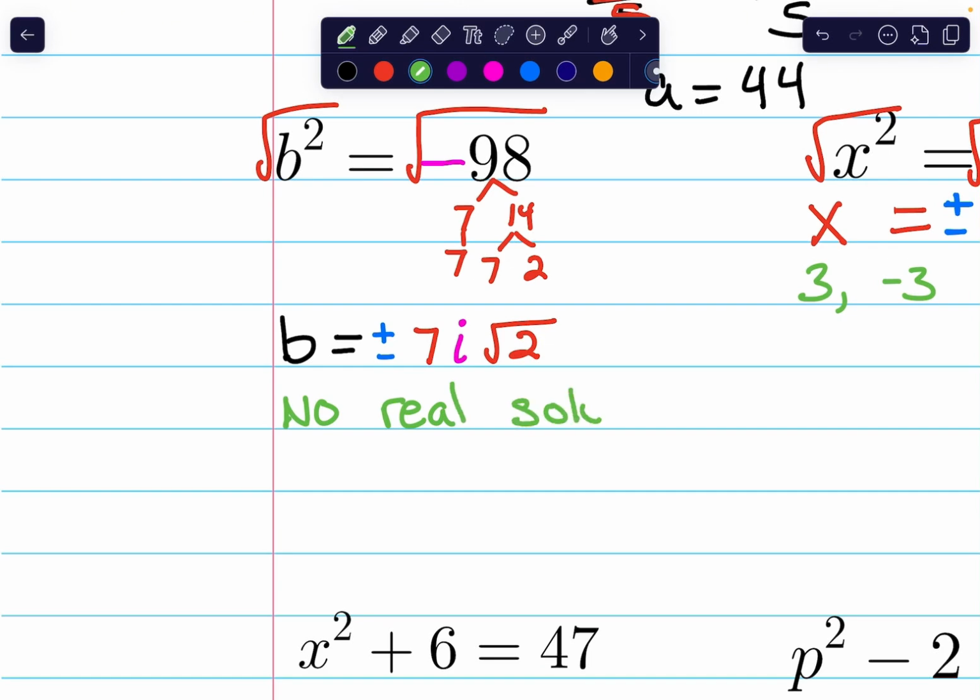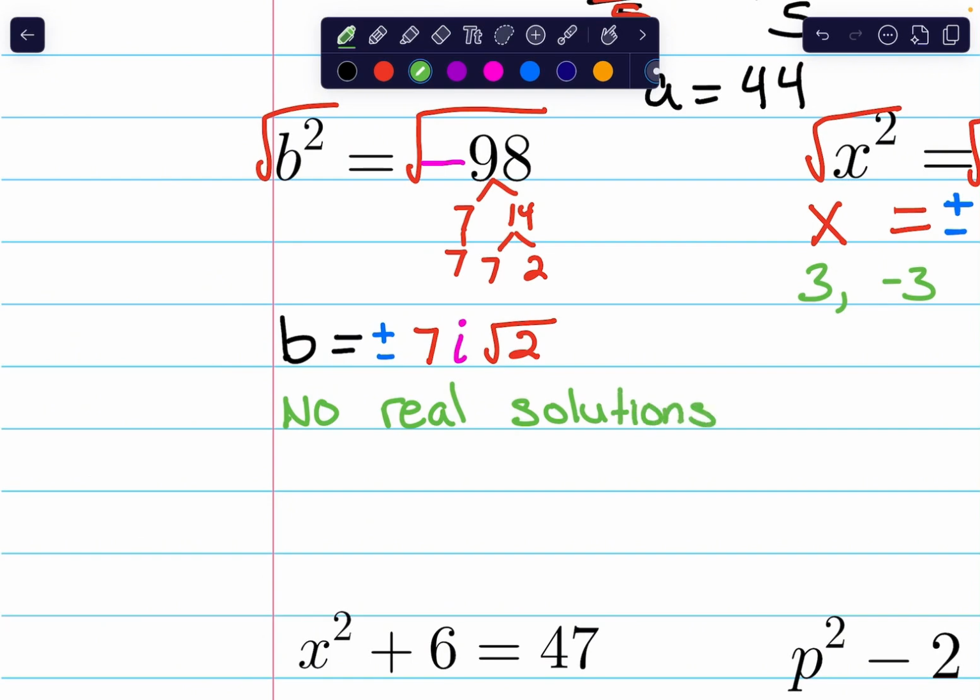Because with that imaginary, it's an imaginary number. Now, not like a fake number. They are real. We can do operations with them, all that type of stuff. We'll talk about it in more detail later. But it's not a real solution. It's not a real number. So, no real solutions.